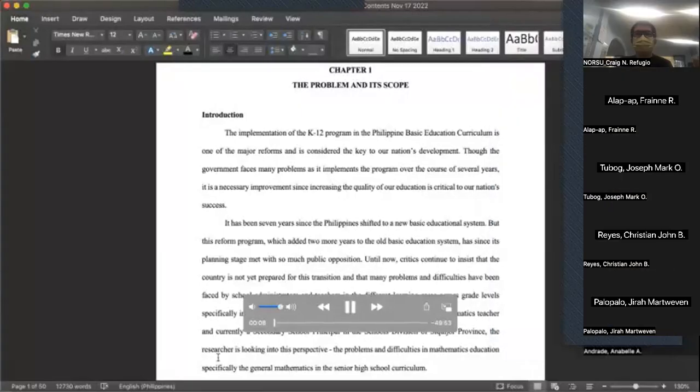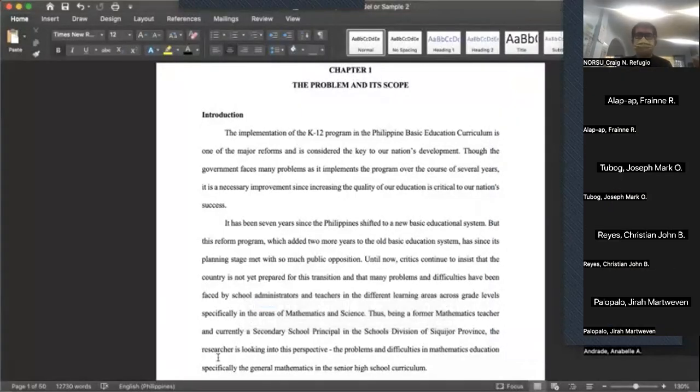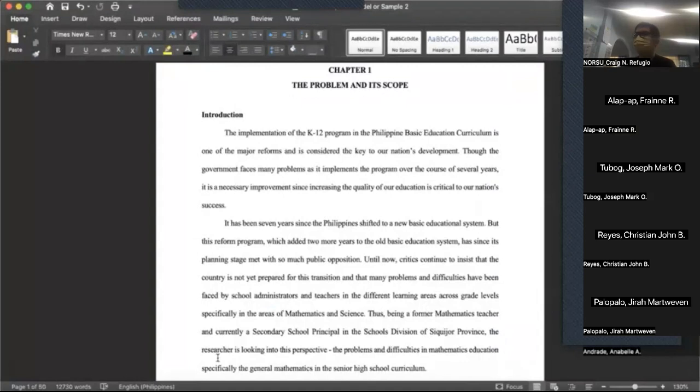Model for chapter 1. I sent this one already to our Google Classroom. Do you remember that I sent this sample chapter 1 model?